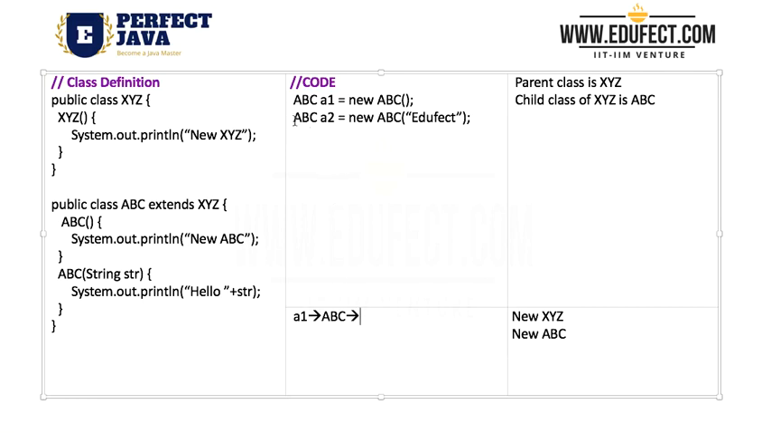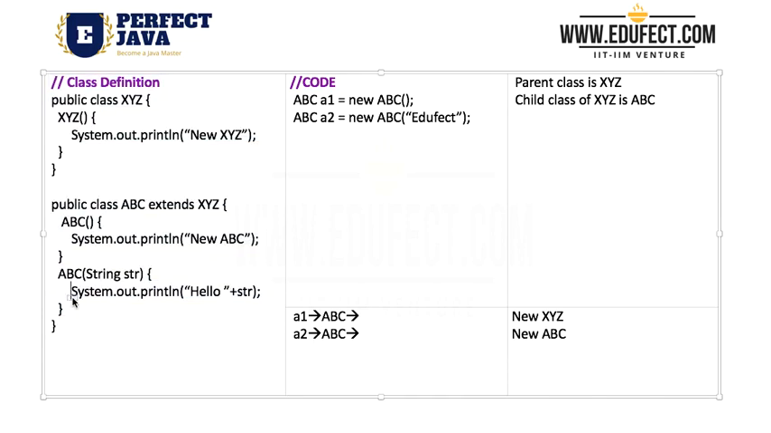Let's look at the next line. We are saying ABC A2 is equal to new ABC("Edufect"). So we are declaring a variable A2 which is an object of ABC, and let's see what happens when we call its constructor. So which constructor are we calling? We are calling this constructor because we are passing one parameter of type string.